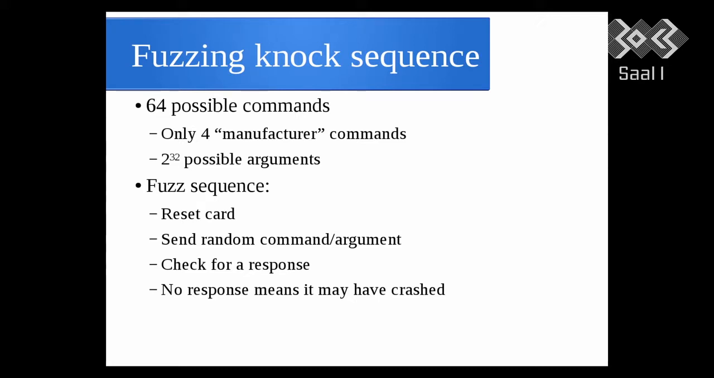Great. So what we're going to do is fuzz the sequence. We're going to reset the card: power it down, power it up, send the command 0 to actually reset it. Then we'll send a random command with a random argument, check for a response, and if it doesn't respond, or if it responds with a not illegal command, then we have something interesting going on. Maybe it's code execution, maybe not. If it doesn't respond, it probably means the card crashed, which is great.